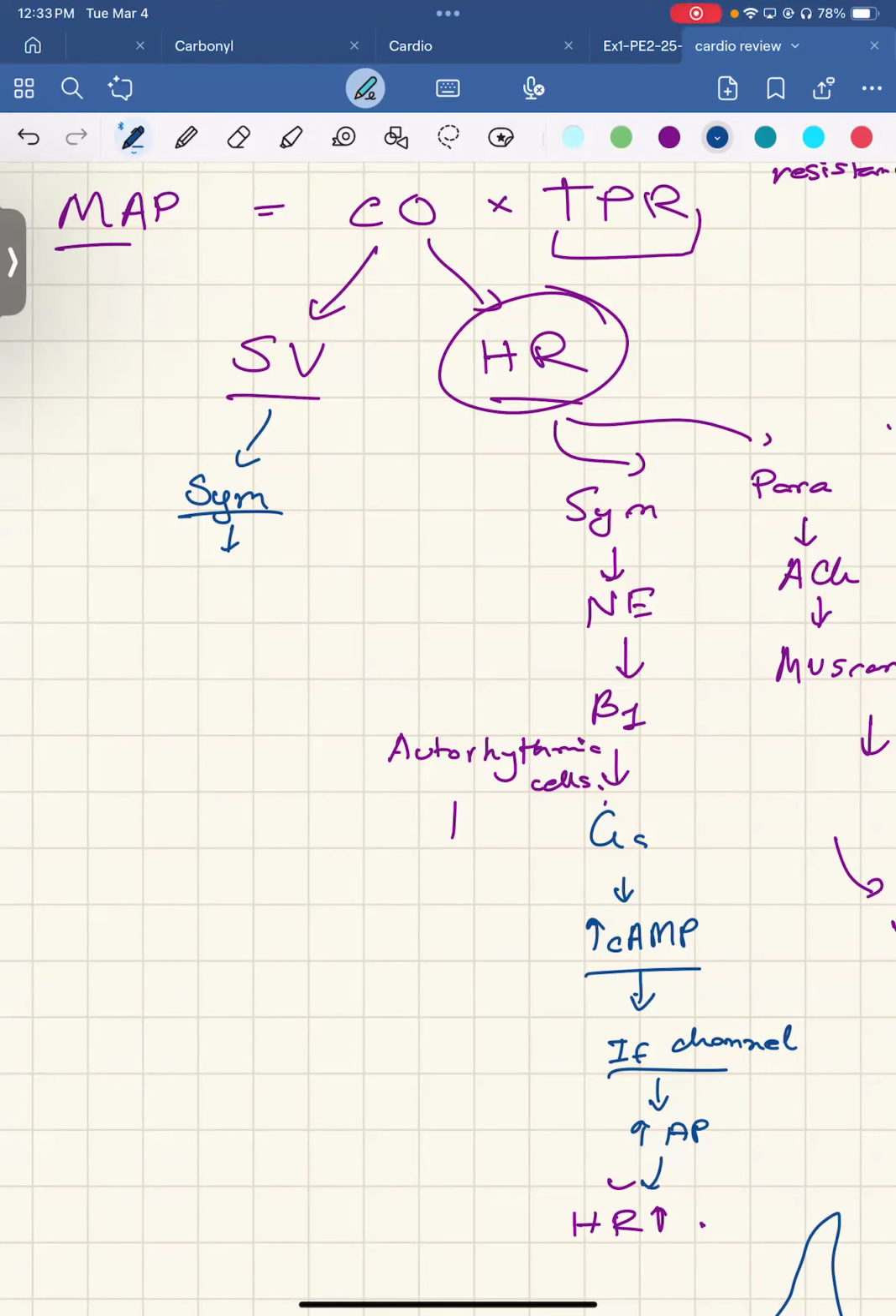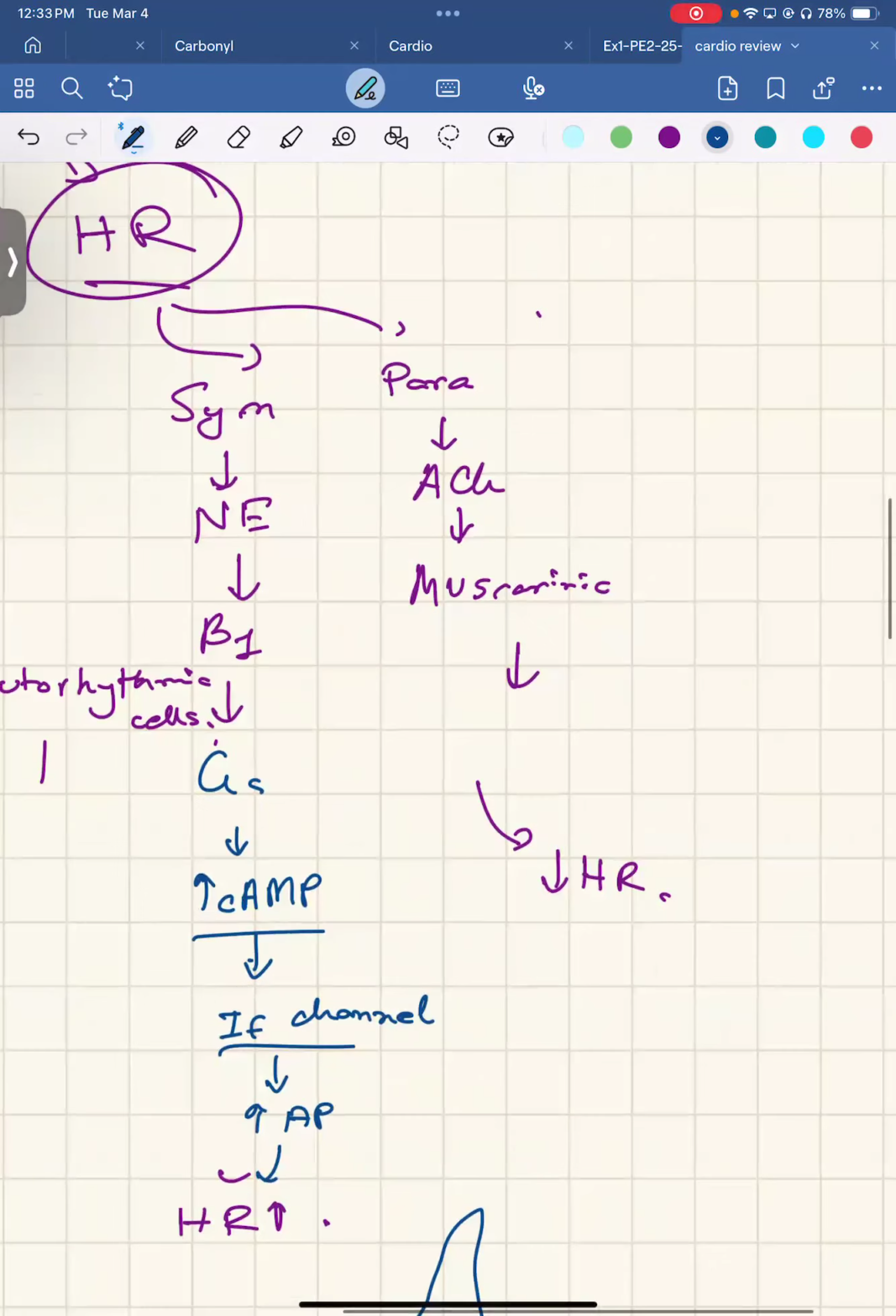Wait, slide what? 18, you said? 16? Yeah. So autorhythmic cells. Okay, perfect. Okay, that's all you have to. Okay, cool. All right, that's fine.